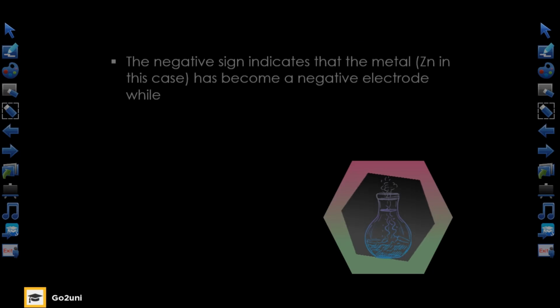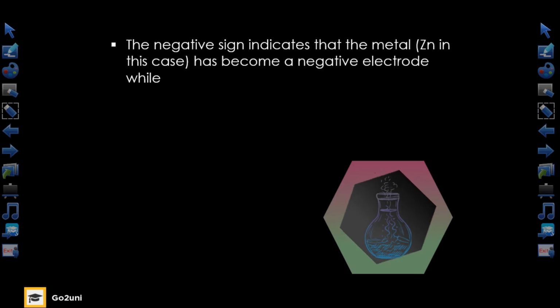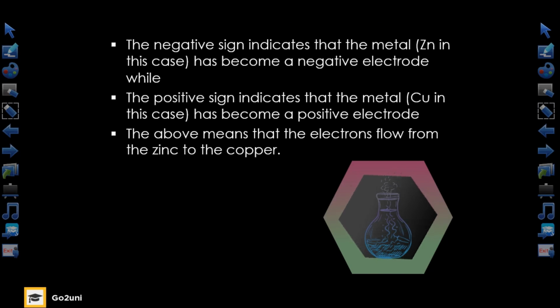In a given cell made of zinc and copper, electrons will normally flow from the zinc rod to the copper rod because it is at a lower potential. But current will flow the other way around, that is from copper to zinc. So this is actually how electricity is generated.